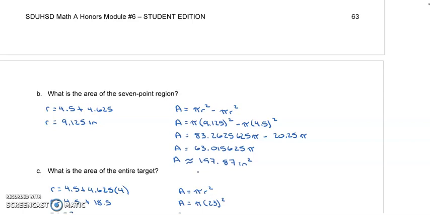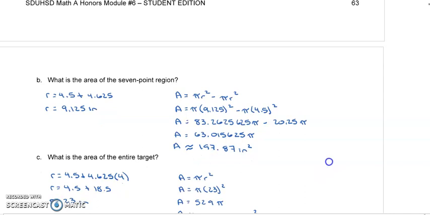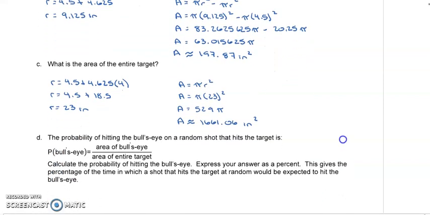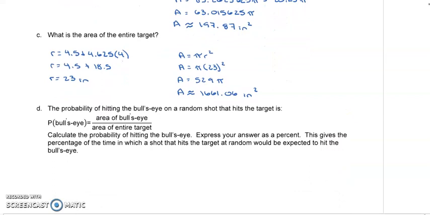Then we needed to find the area of the entire target. So I have to add up all of those rings. So I have 4 rings that are 6.25 inches each, and then the bullseye, which is a 4.5. So that gives me a radius of 23 inches. From there, I can put it into my area formula, area equals pi r squared. There's my 23, and I get approximately 1,661.06 inches squared.